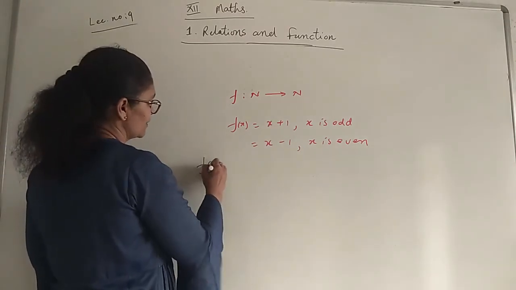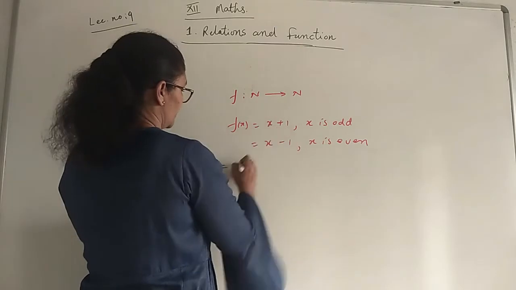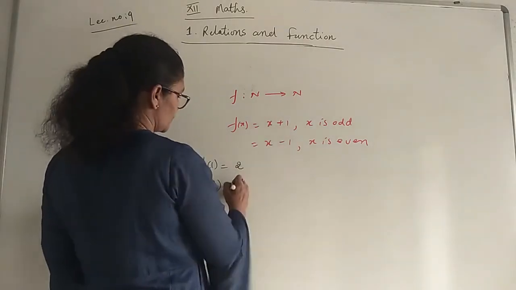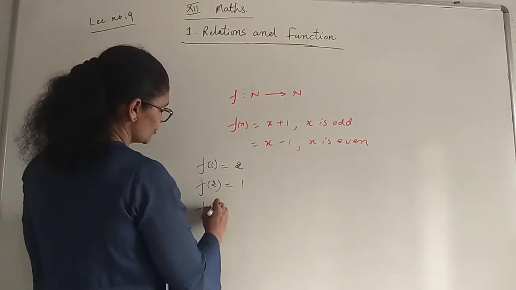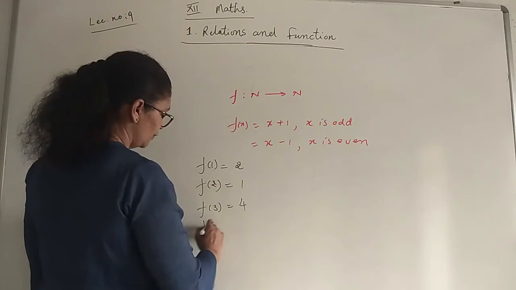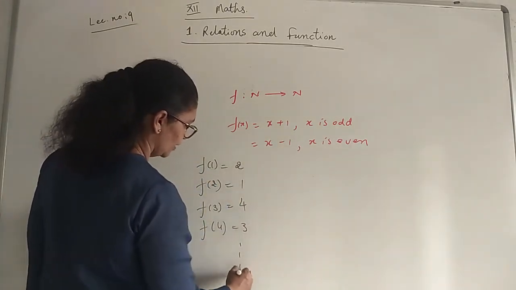Okay, let's start with first natural number 1. 1 is the odd number, so we have to consider 1 plus 1, 2. Now we take 2. 2 is an even number. 2 minus 1 is 1. Now let's take 3. 3 is an odd number. 3 plus 1 is 4. Now let's take 4. 4 is an even number. 4 minus 1 is 3. And we can go on.